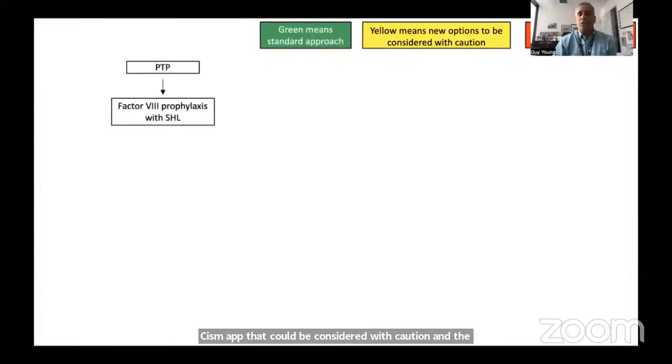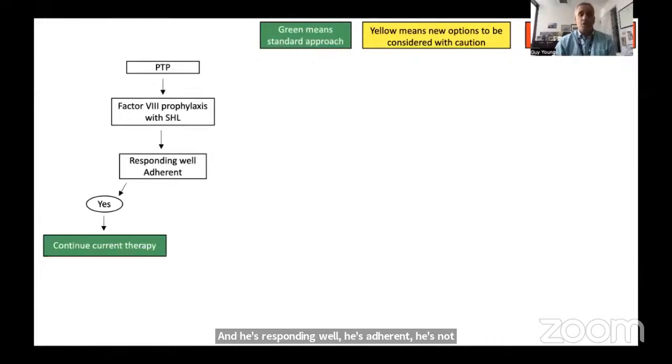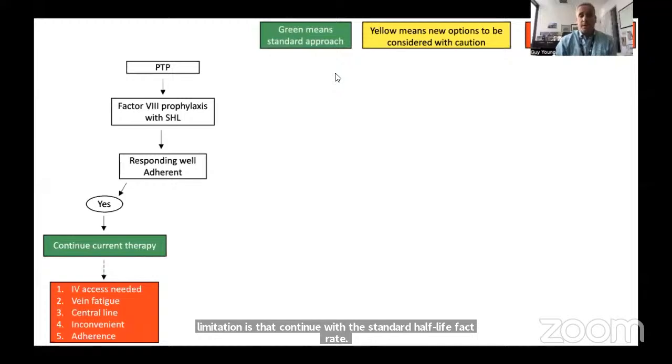So let's say we have a previously treated patient, he's on factor VIII prophylaxis with a standard half-life factor VIII, and he's responding well, he's adherent, he's not bleeding, and if the answer to all that is yes, you can continue the current therapy. If it's working, there isn't any need to change. But the limitation is that continuing with a standard half-life factor VIII, this patient's going to need IV access. They may need a central line. Many kids at this age do need a central line.